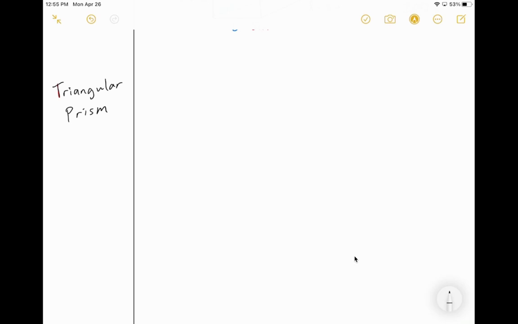All right. A triangular prism is the next shape we're going to try and find the volume of. Now, a lot of people get mixed up between a triangular prism and a pyramid because a pyramid has triangles. A triangular prism also has triangles. One good way that I like to think about the difference is a prism is the same shape whether you turn it upside down or not.